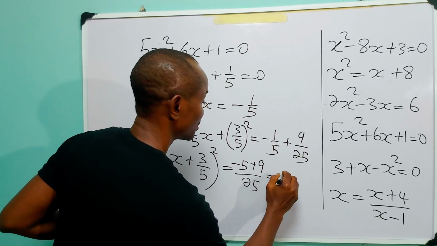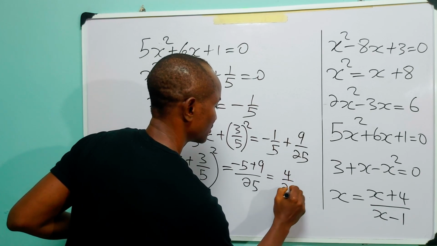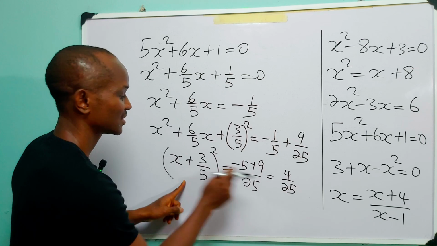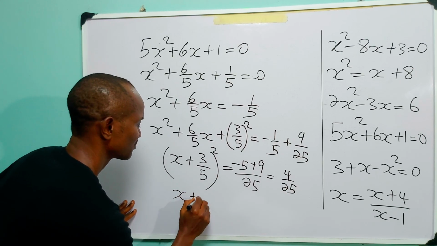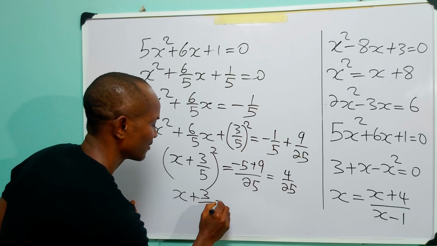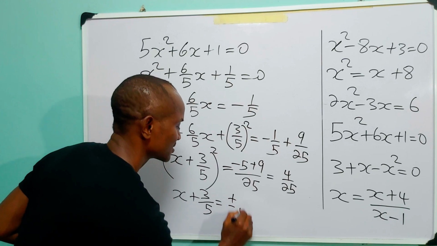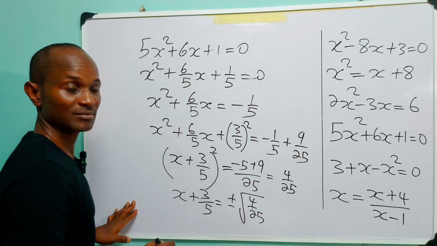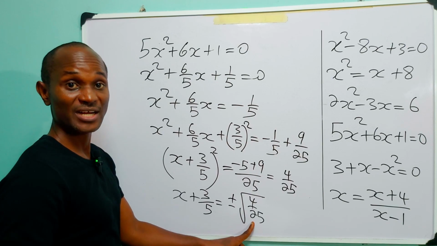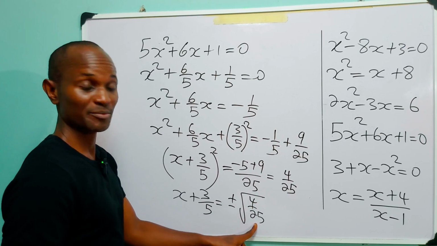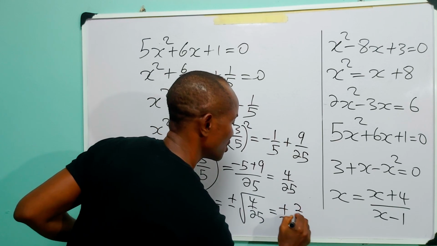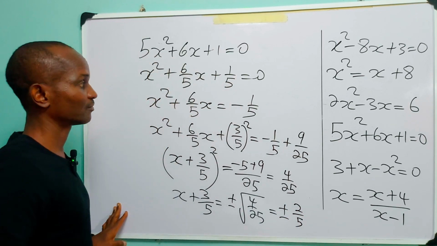And this is equal to 4 over 25. Now the next step is to take square roots. So we have that x plus 3 over 5 is equal to plus or minus the square root of 4 over 25. And this is a perfect square, both the numerator and the denominator. So this is equal to plus or minus 2 over 5.